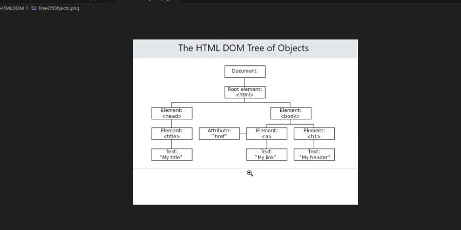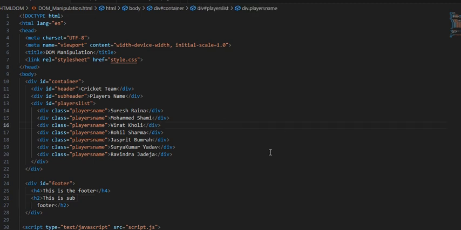Once it is converted into a tree of objects, JavaScript has the full power to manipulate it. Now, when it is in the form of a tree of objects, JavaScript can access any of the elements of HTML. You can add new HTML elements, delete existing elements, modify the content inside them, or change the style of them. You can do almost everything using JavaScript. That's what we are going to see in this class, how we are going to change it.